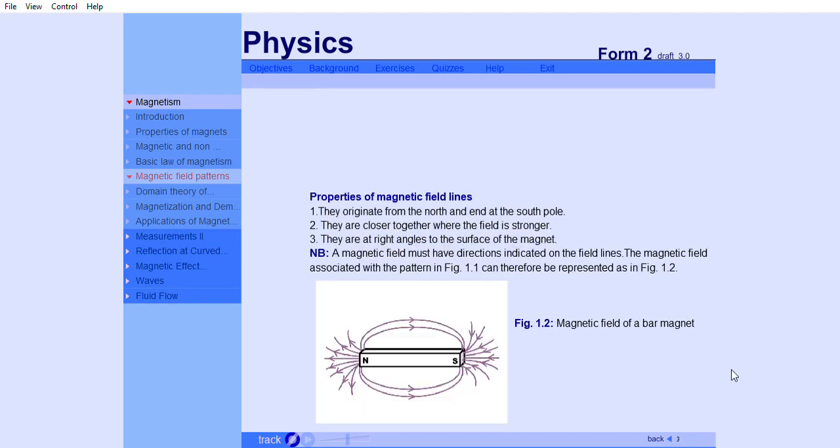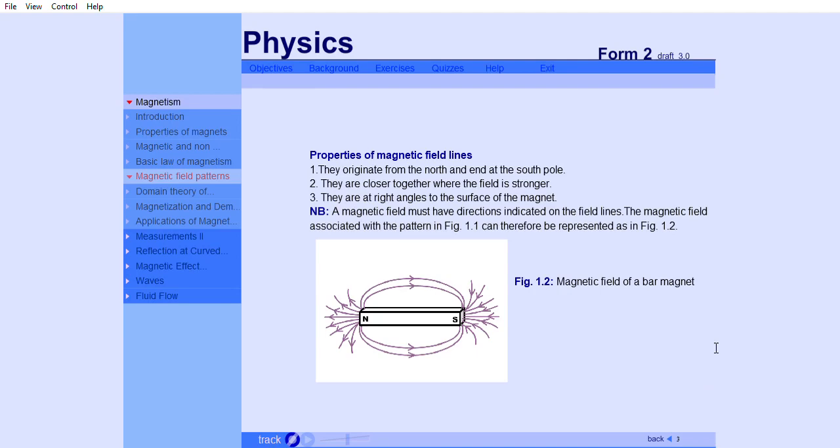Properties of magnetic field lines. They originate from the north and end at the south. They are close together where the field is stronger, and they leave a surface at right angles.